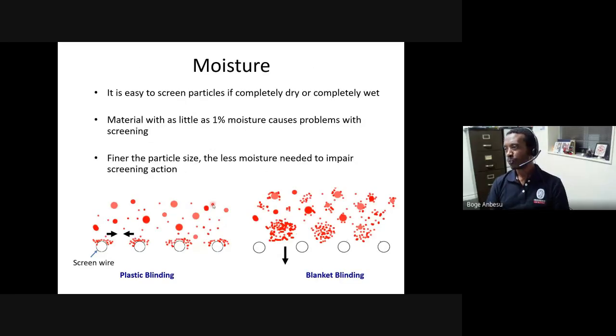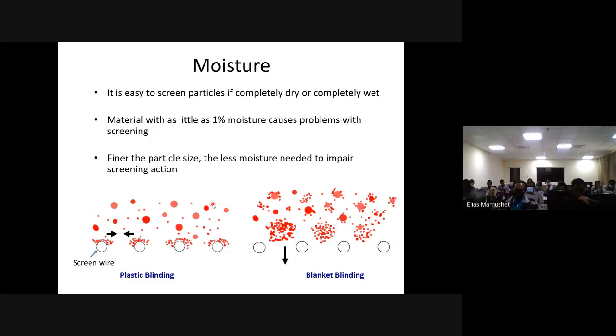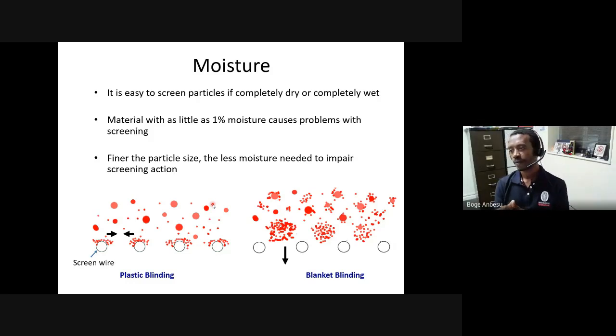Okay, the last point is moisture. When I say moisture and how it affects screening: if it's a completely dry material, usually screening is okay. If I'm doing wet screening, again, screening is not a challenge. But when you have a small amount of moisture there, maybe 1% moisture, that's when you actually have a problem. So it's not dry or wet. It is a material with some amount of moisture in it, and that creates a problem. The problem is usually related to blinding.